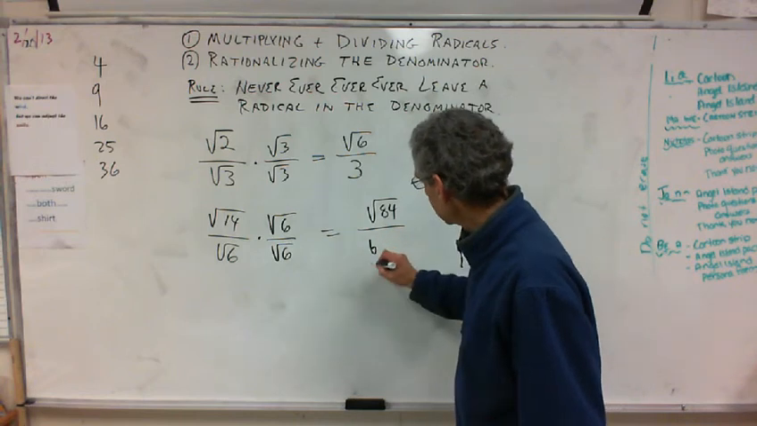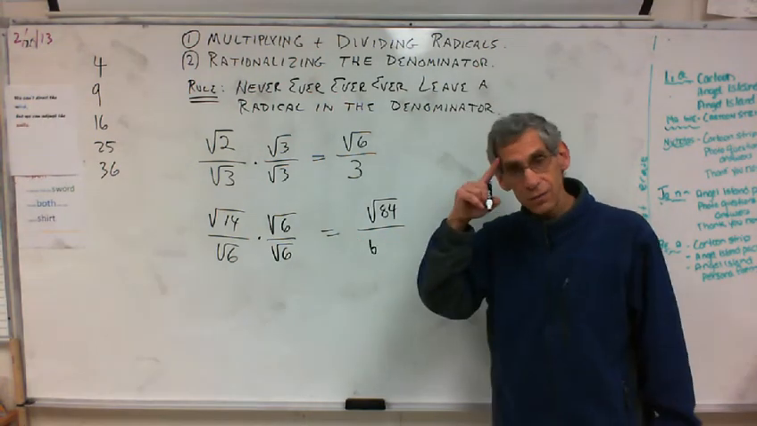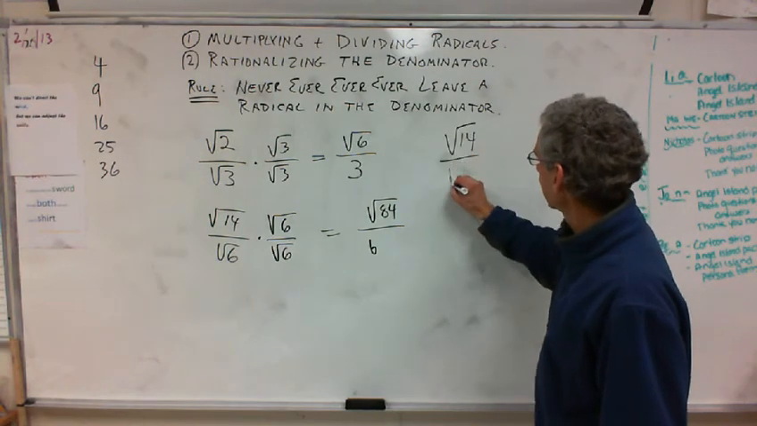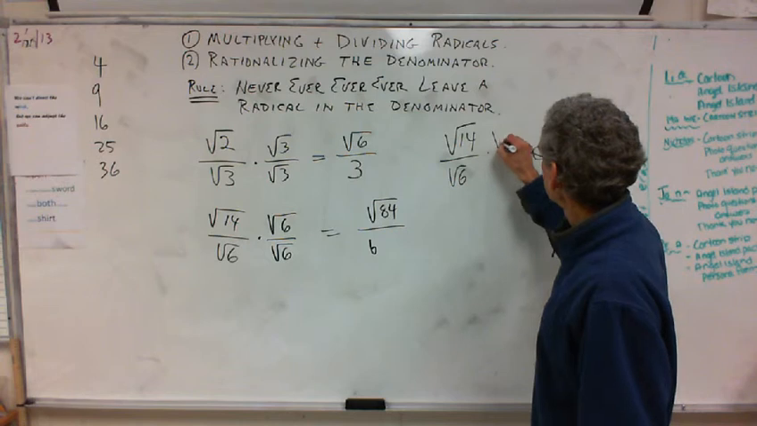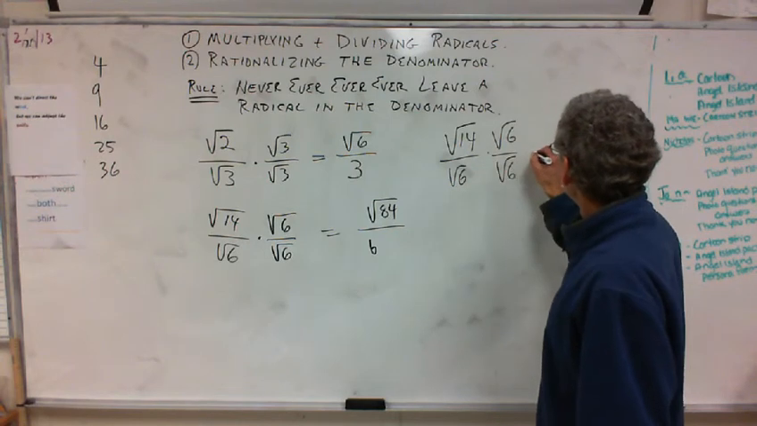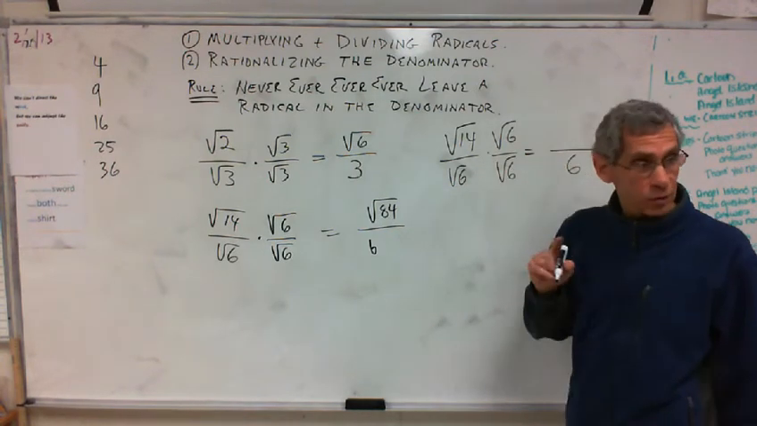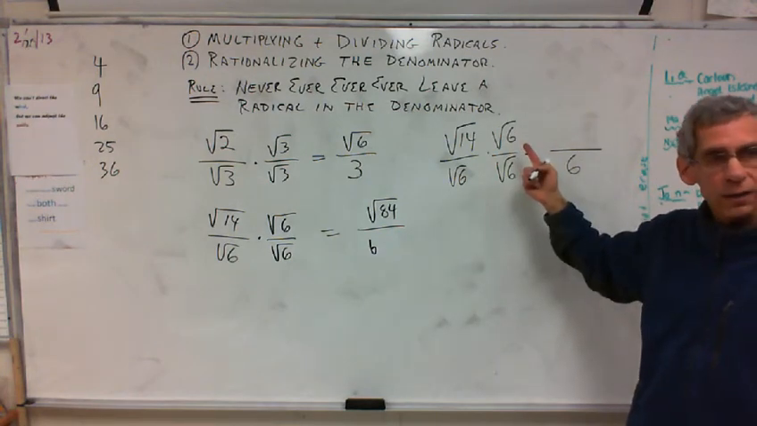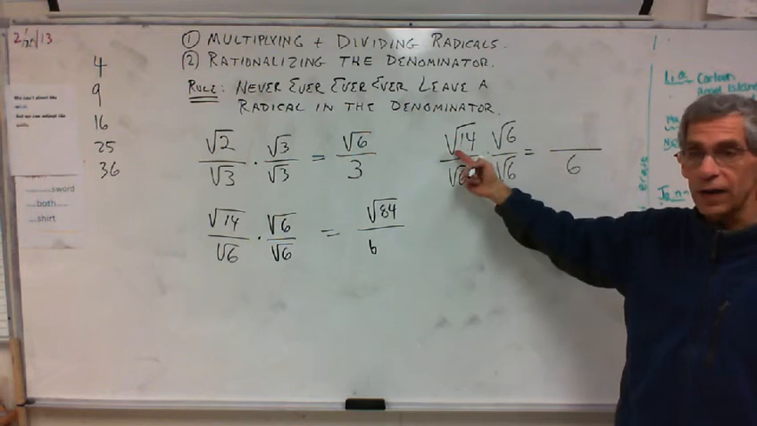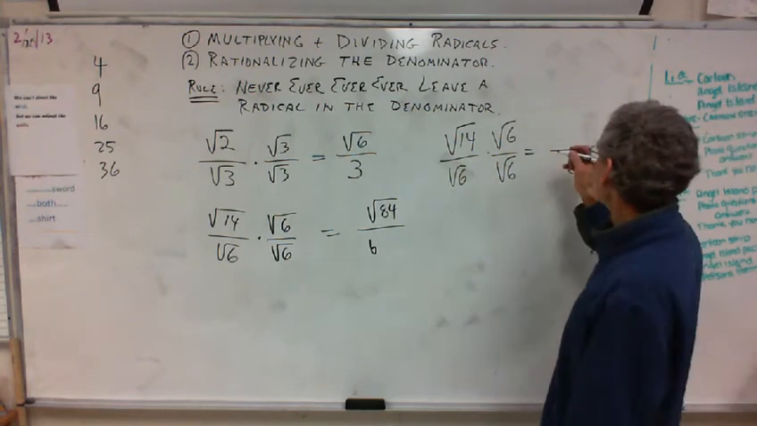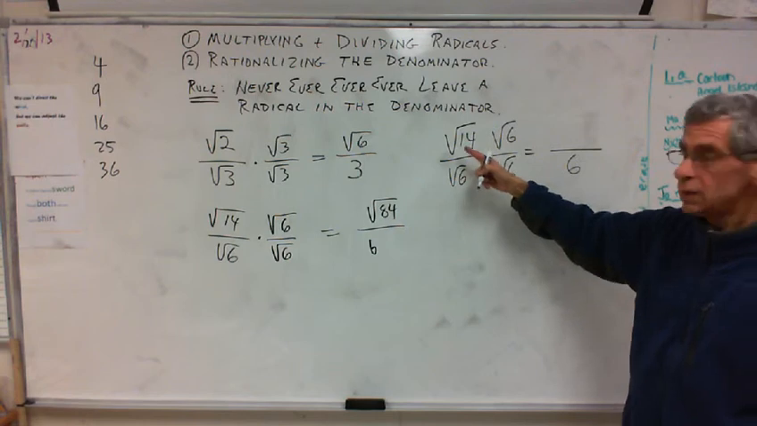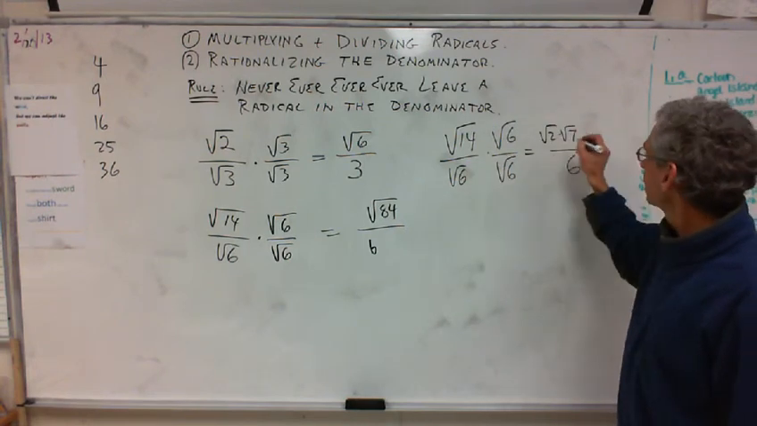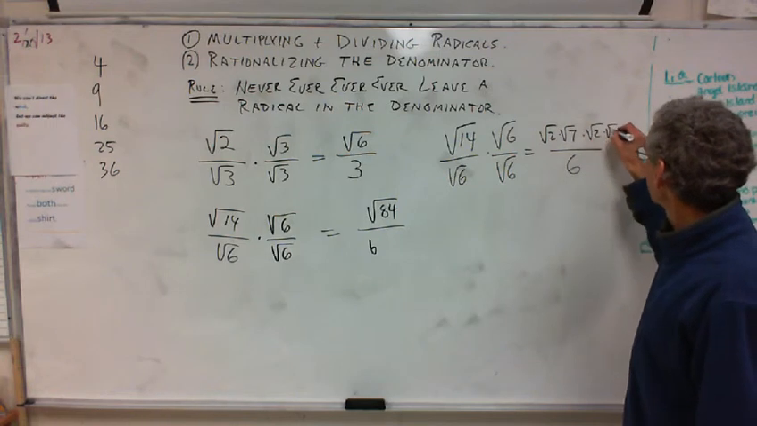Now, I would have thought of it like this. I just want you to see how I would have done this. I would have done square root of 14 over the square root of 6 times the square root of 6 over the square root of 6. I agree with the 6 on the bottom. I would ask myself, is there a number, a factor of 6 that is also a factor of 14? Two. So this is the square root of 2 times the square root of 7, and this is the square root of 2 times the square root of 3, right?